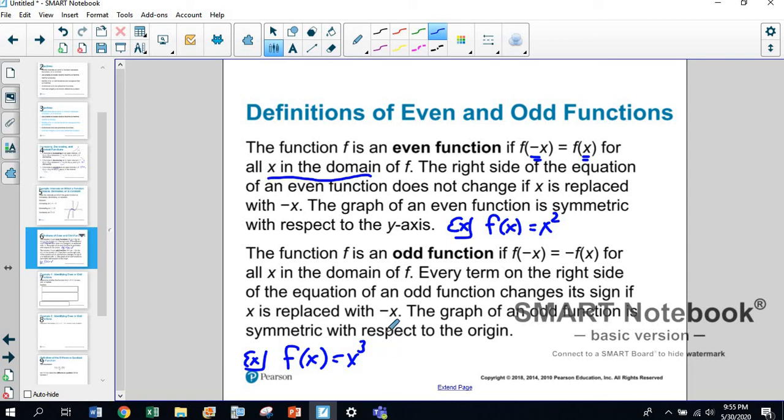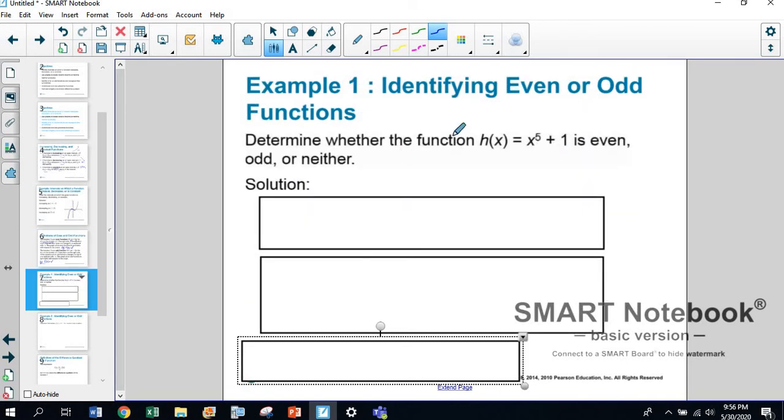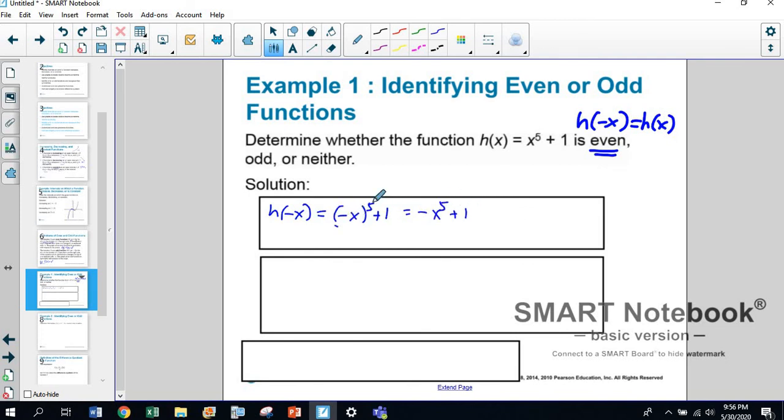Now, how do you test for them? How do you do it algebraically? Well, let's take a look at that, okay? So we want to see if this function, h of x equals x to the 5th plus 1, is even, odd, or neither. Well, how do we test for even? Even is h of minus x has to be h of x. So if you plug in h of minus x, you get negative x to the 5th plus 1, because a negative raised to the 5th power is a negative, right? And that is not equal to x to the 5th plus 1, right? So that's not even.